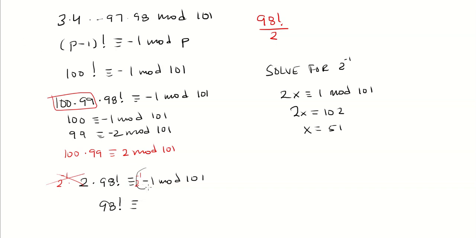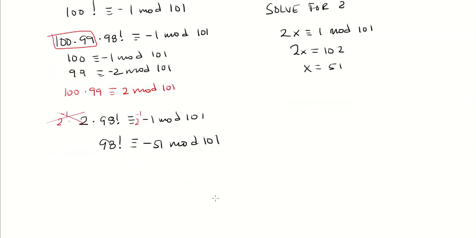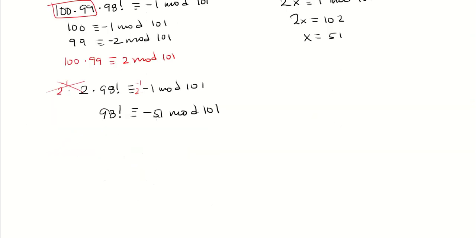So this becomes 51 times negative 1, which is negative 51 mod 101. Then for negative 51 mod 101, you just add 101 and you get 50. So it's 50 mod 101.